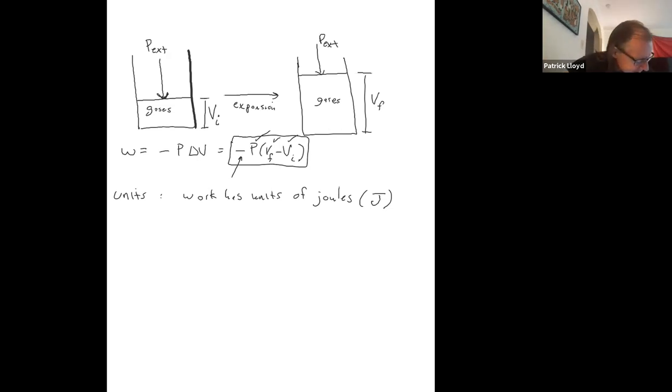But the issue here is that our pressure might be in atmospheres, and the volume might be in liters, L for liters, right? Well, that's a problem, right? Because an atmosphere in a liter is not the same as a joule. So let me just give you the conversion factor.